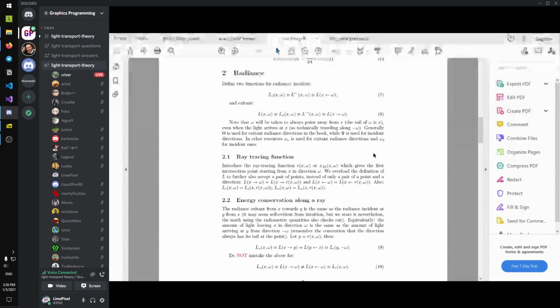Is it clear what it means for light to be incident at a point from direction omega, or to be exitant from a point x in direction omega? Yeah, this is clear. Yeah, it's okay.